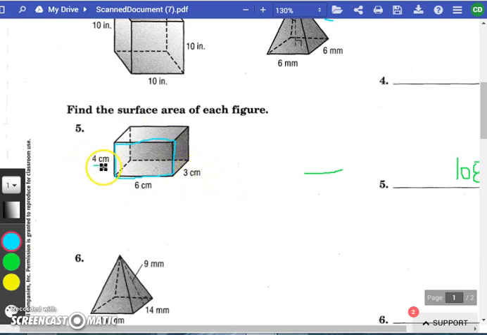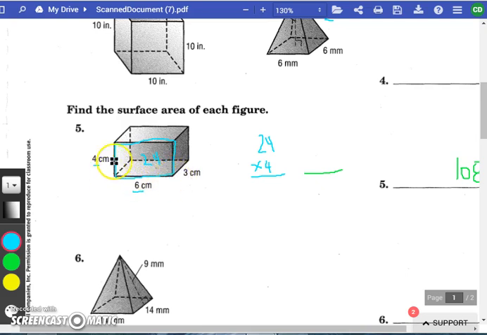So what you're going to do is you're going to figure out the dimensions of the length and the width of each face, and you're going to multiply them by one another. So this face is 24 centimeters squared. Okay, and it has 4 faces that are this size: top, bottom, and then front and back. So 24 times 4.